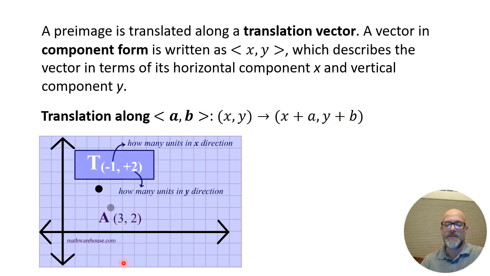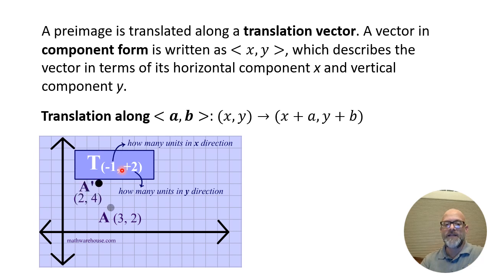Let's see if we can look at an example of that. This is the translation vector <negative 1, 2>. So <a, b>, in this case, is <negative 1, 2>. Well, think about that. If you had a translation vector <negative 1, 2>, what's it going to do? It's going to send an object to the left 1 and up 2. So if here's your starting point, A (3, 2), the translation vector should move this guy negative 1 to the left and 2 up. So that's where A prime lands, at (2, 4).